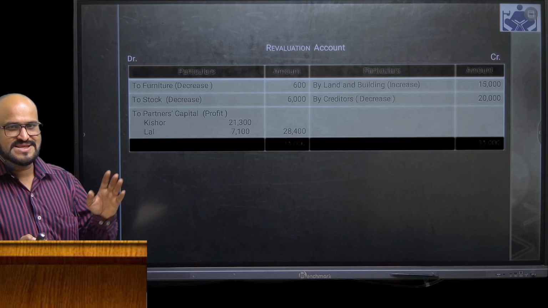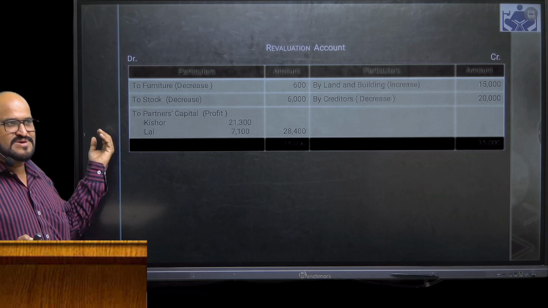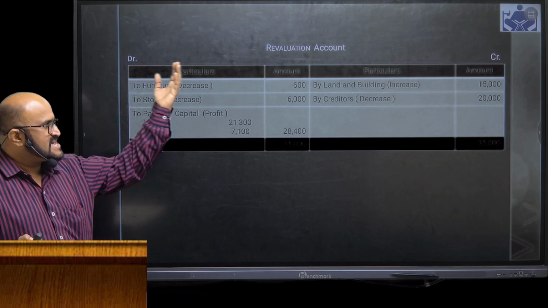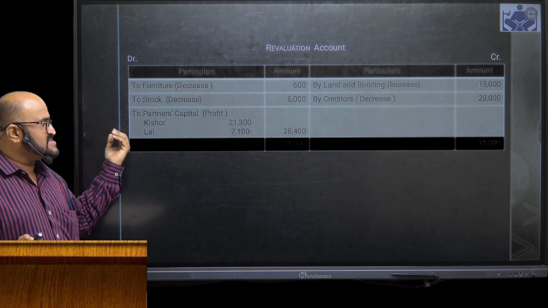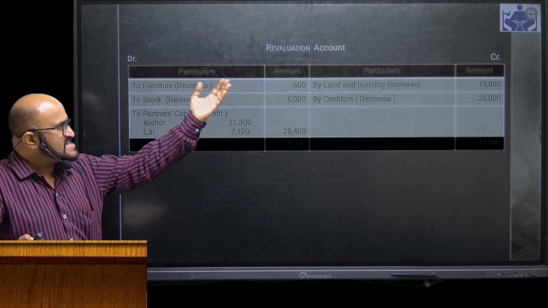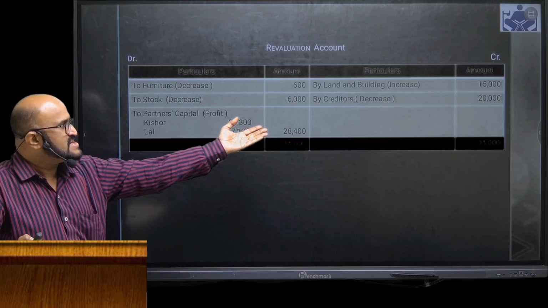Shortly revise it. Decrease in asset will come on the debit side. Increase in asset will come on the credit side. Increase in liability will come on the debit side. And decrease in liability will go on the credit side.